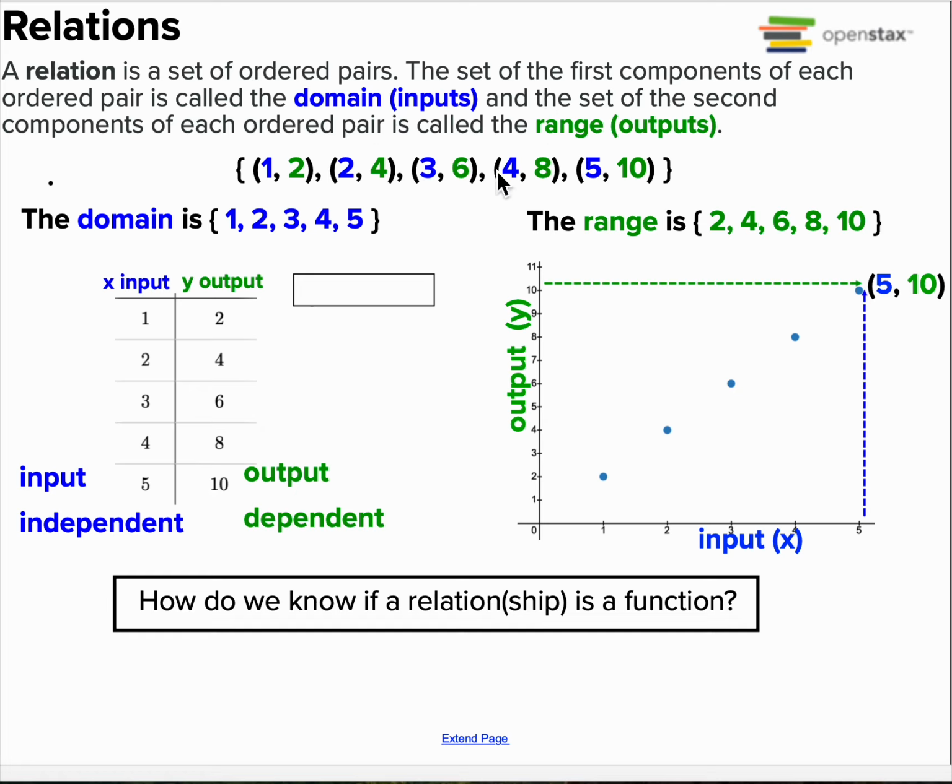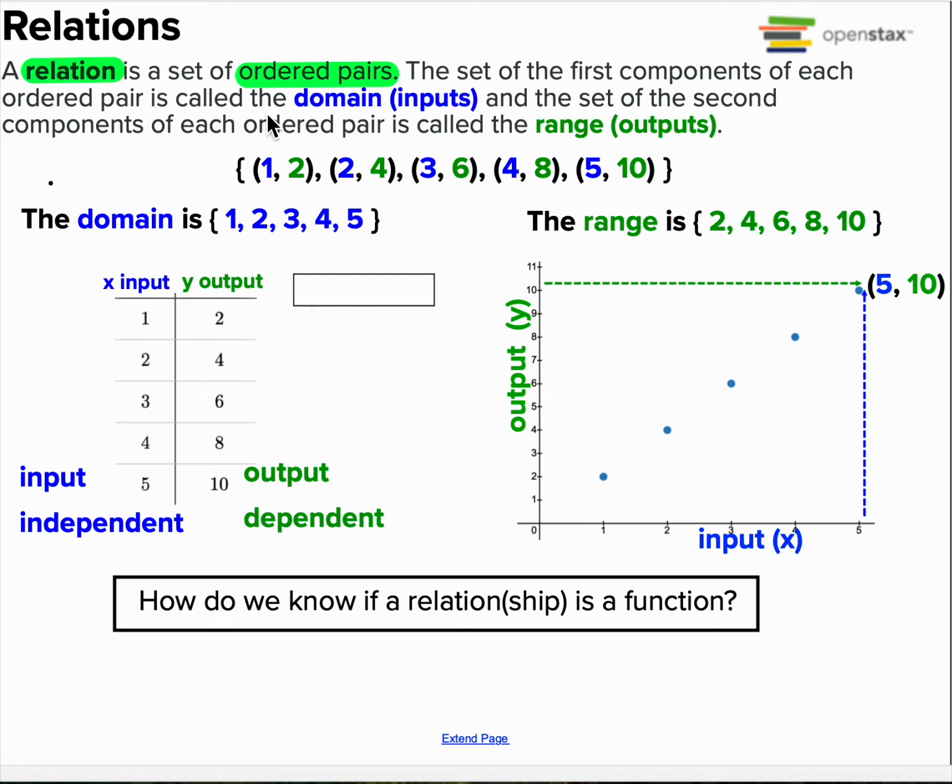So we're going to start off by discussing relations and functions. When we're talking about a relation, it is just a set of ordered pairs, or inputs and outputs, x and y's, domain and range. There are a lot of different ways that we can describe that.